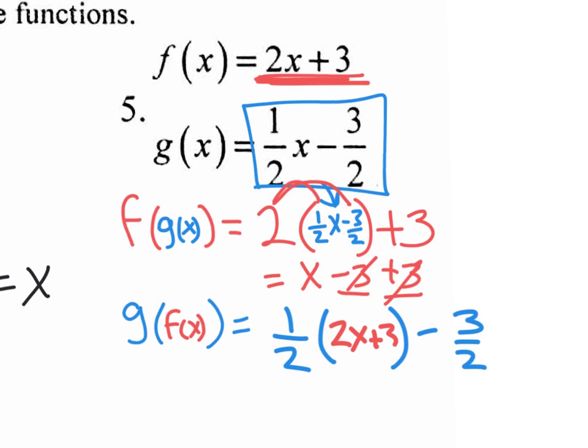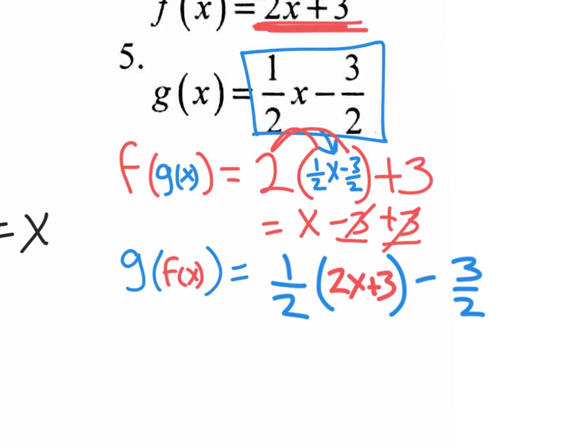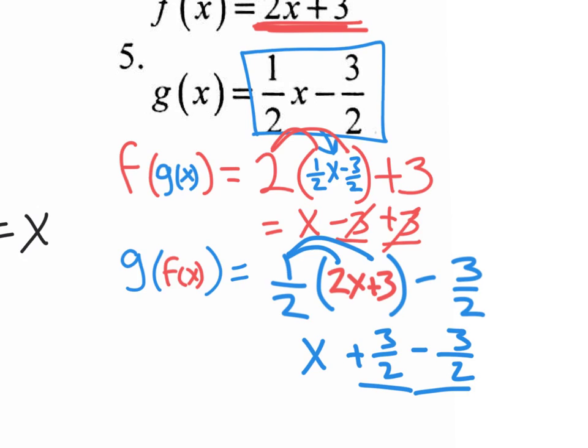So that's going to be 2x plus 3. And when I distribute, I will have just x, because 1/2 times 2 is just 1. And then 1/2 times 3, that's going to be a positive 3 halves. And let's not forget about the outside -3 halves. So once again, the positive 3 halves and the -3 halves truly do cancel out, and we do get x as an answer. So we have verified that f of x and g of x are truly inverse functions of each other.